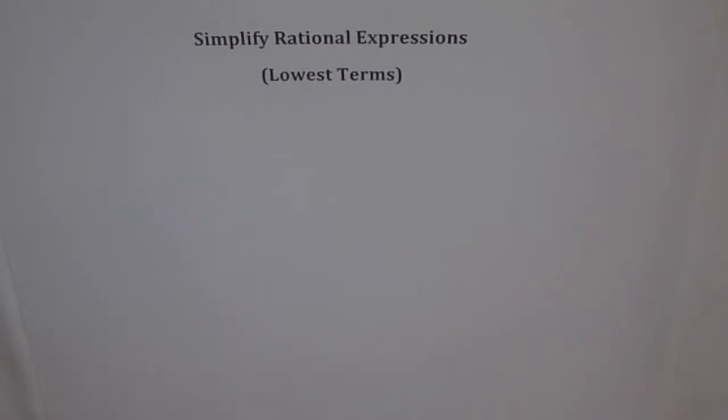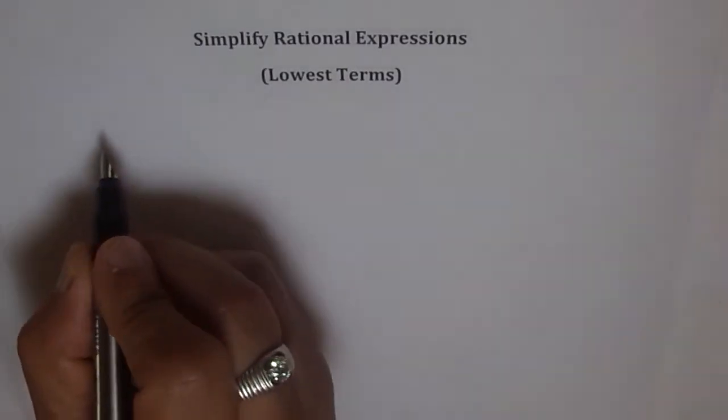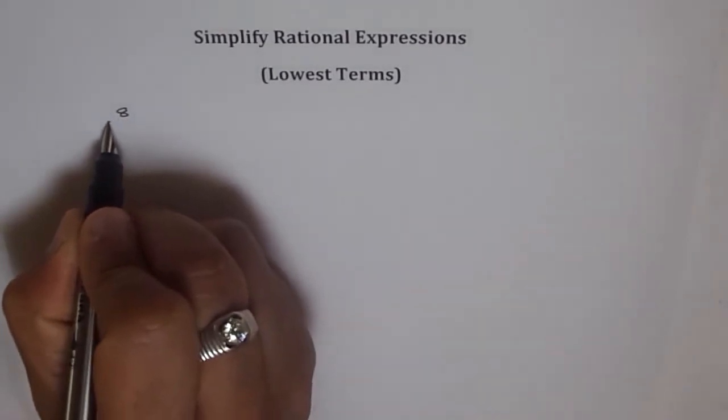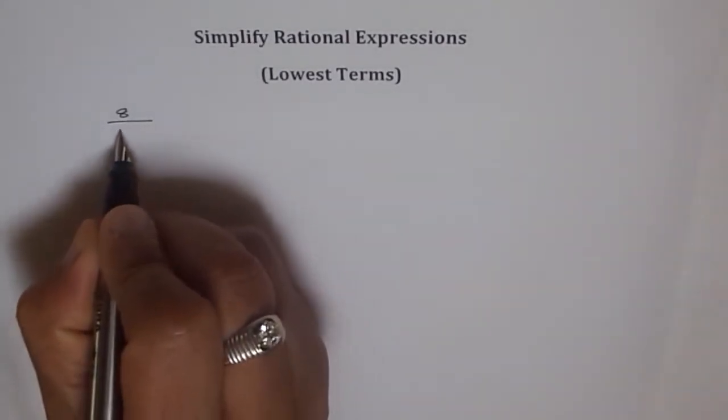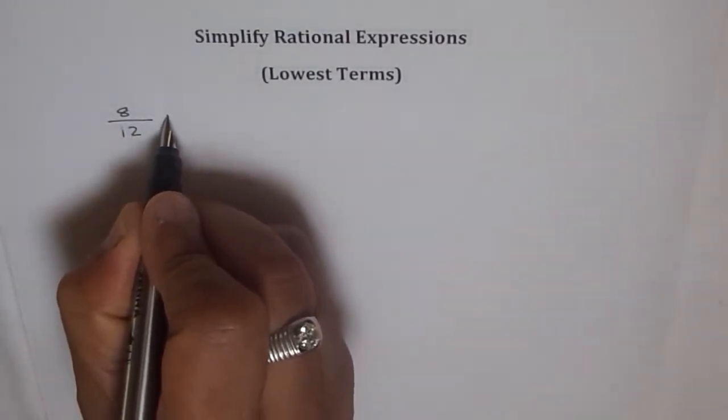Hello. Today we'll understand how to simplify rational expressions. Simplifying rational expressions is like writing fractions in lowest terms. So let's go through the process of writing fractions in lowest terms, correct? Let's say we have 8 over 12. Now how do we write it in lowest terms?